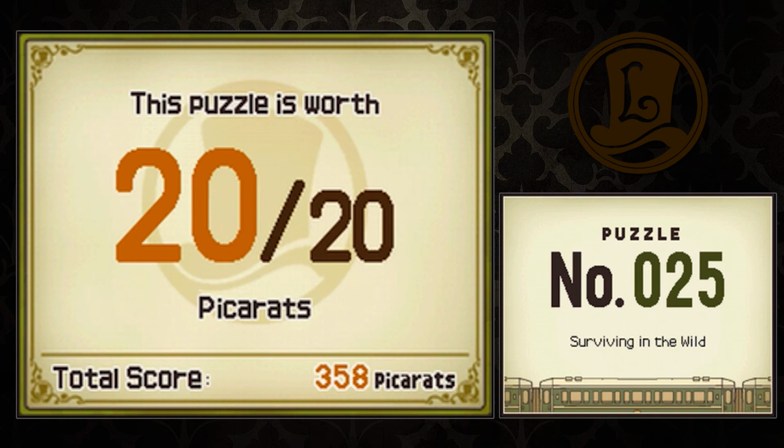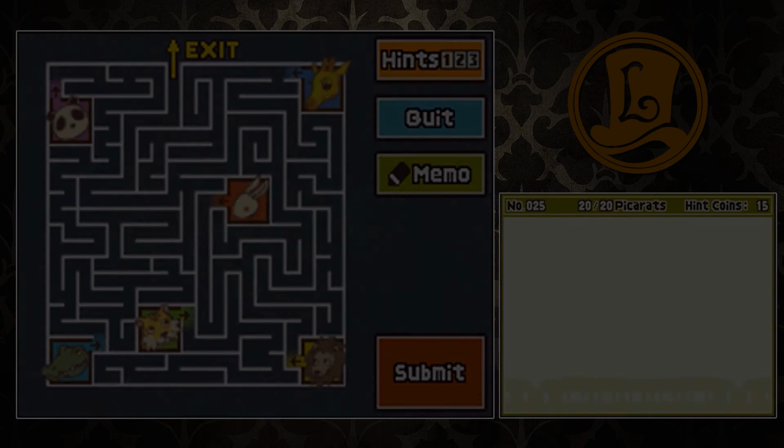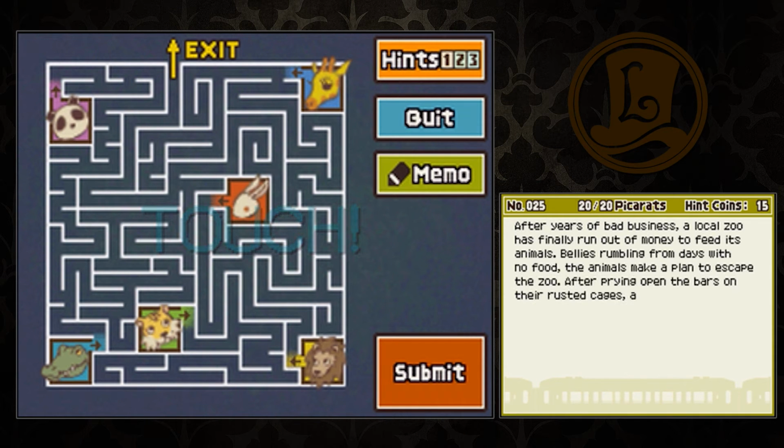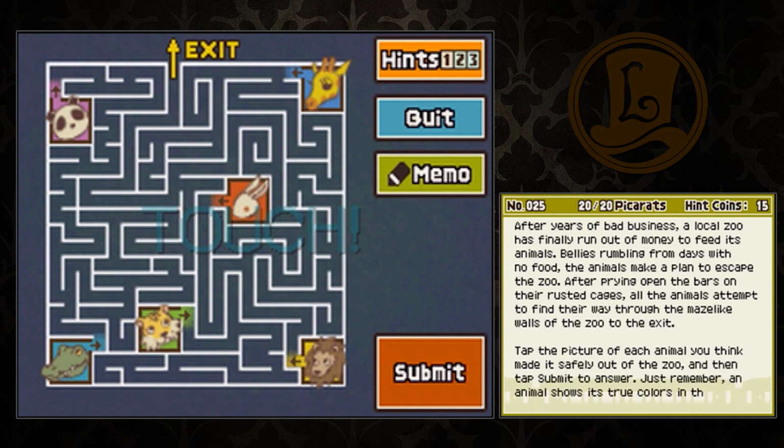Number 25, Surviving the Wild. After years of bad business, a local zoo has finally run out of money to feed its animals. Bellies rumbling from days with no food, the animals make a plan to escape the zoo. After prying open the bars on their rusted cages, all the animals attempt to find their way through the maze-like walls of the zoo to the exit. Tap the picture of each animal you think made it safely out of the zoo, and tap Submit.